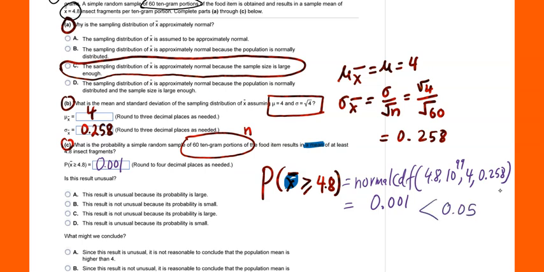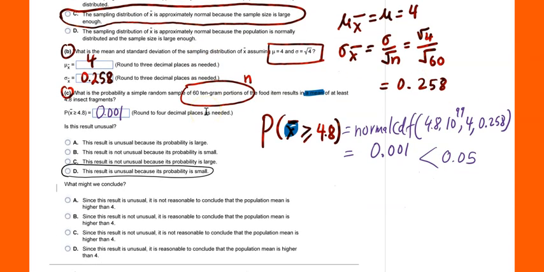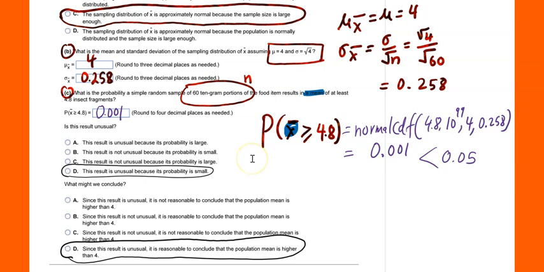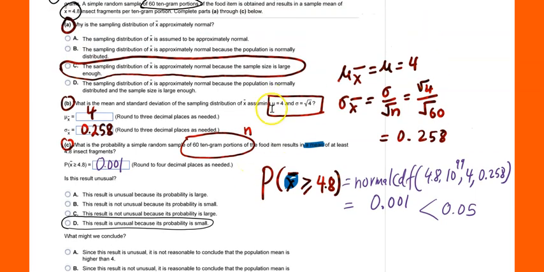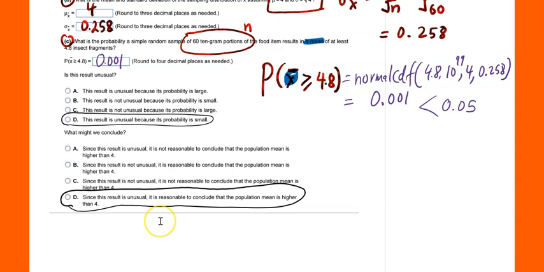0.05. Therefore, is this result unusual? That's the question. And obviously, since this result is unusual, because the probability is small. Okay, and what might we conclude if the result is unusual? Since the result is unusual, it is reasonable to conclude that the population mean is higher than 4.